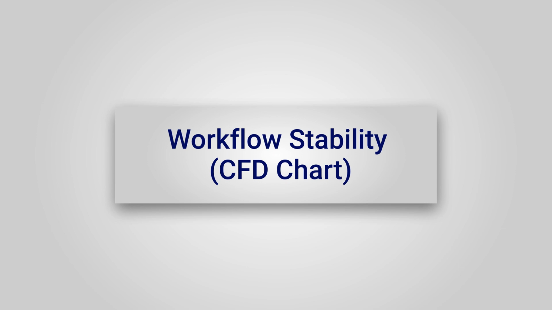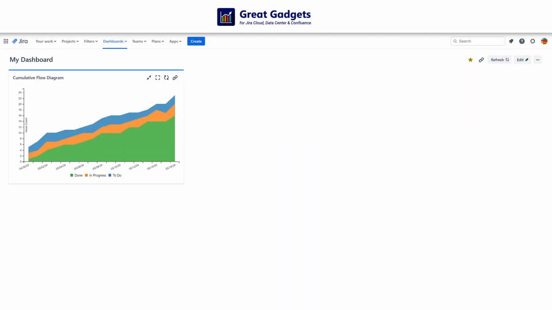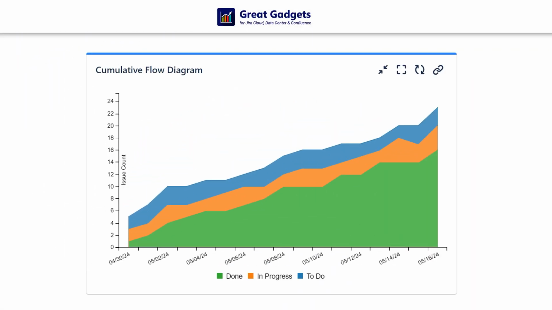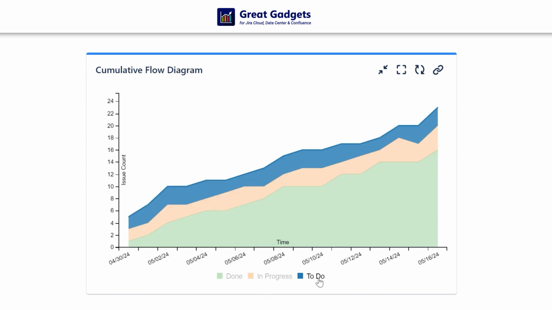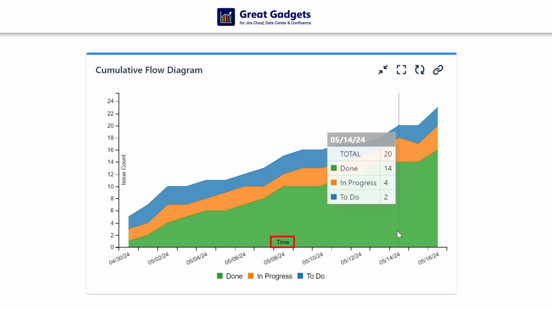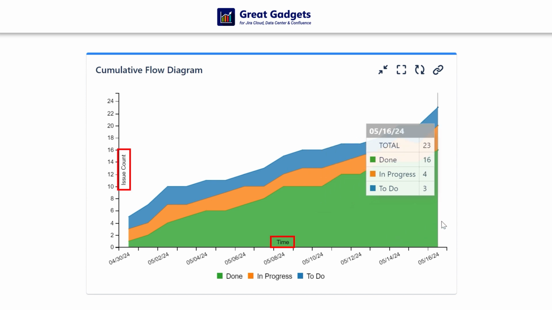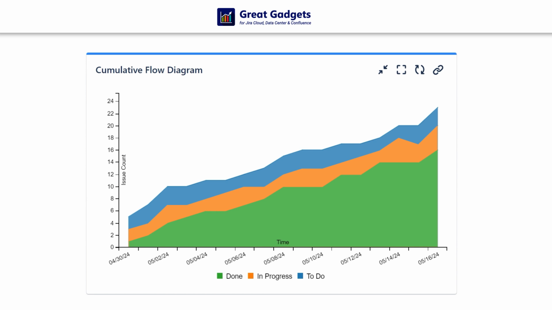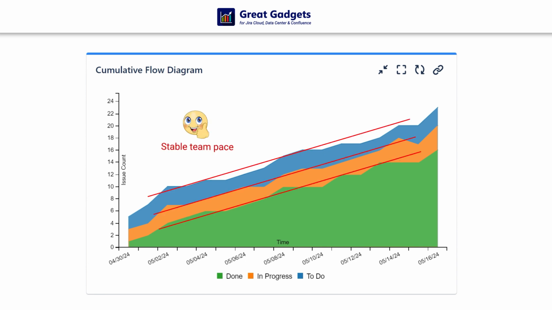Monitoring the workflow stability is essential when managing Kanban projects. By using the cumulative flow diagram chart offered by Great Gadgets, you can track the stability of the workflow to determine how stable it is. It consists of a stacked area chart that shows the number of work items in each stage of your process, along the time. The horizontal axis represents time, and the vertical axis represents the total number of work items. The cumulative flow diagram chart helps you identify bottlenecks and understand where you need to focus, making your process more predictable. A diagram with all the bands parallel and constant indicates a stable team pace.